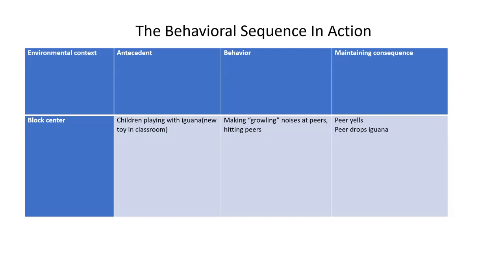So the children are playing with a new toy. The child begins to make growling noises at peers and starts hitting his peers. What happens? The other child drops the toy. And now the child that is growling and hitting other children can play with that toy. That's a maintaining consequence. He got what he desired, a toy in the classroom.